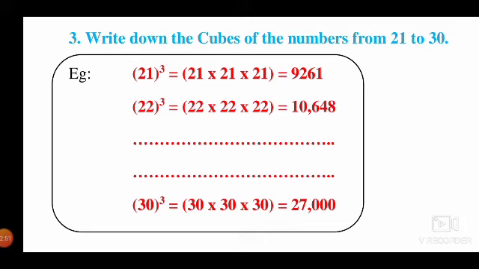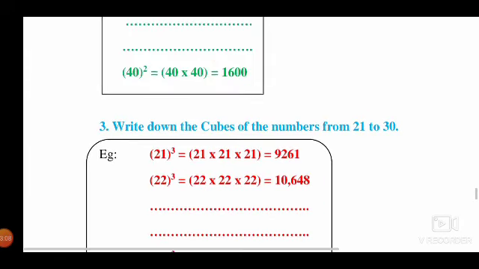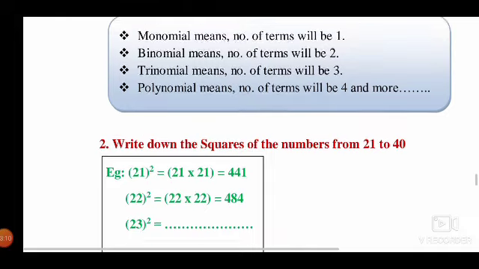22 cube means 22 into 22 into 22, that is 10,648. Similarly, you have to write for 23 cube, 24 cube and so on. 30 cube means 30 into 30 into 30, that is 27,000. So these are the 3 Roman letters we have for today's homework.